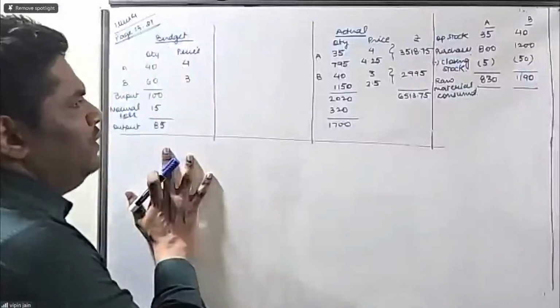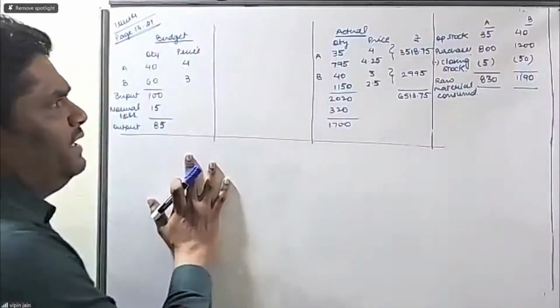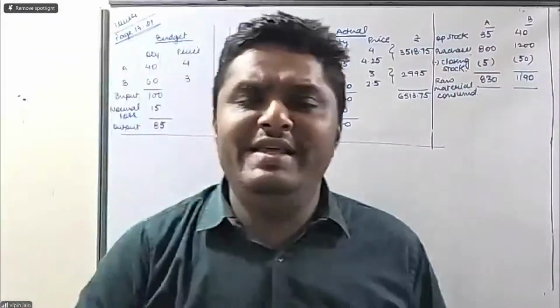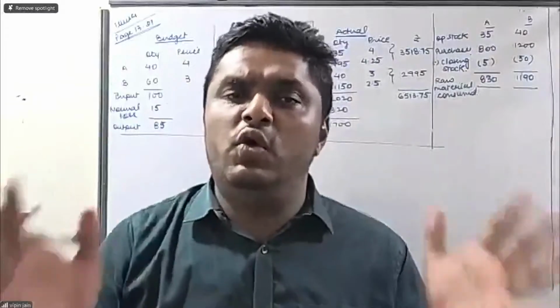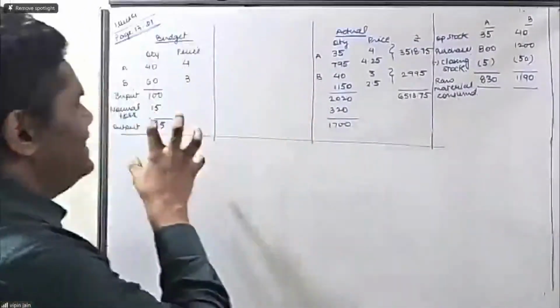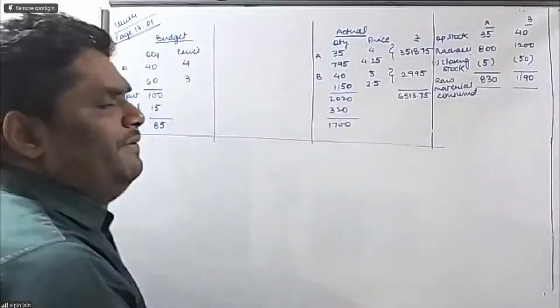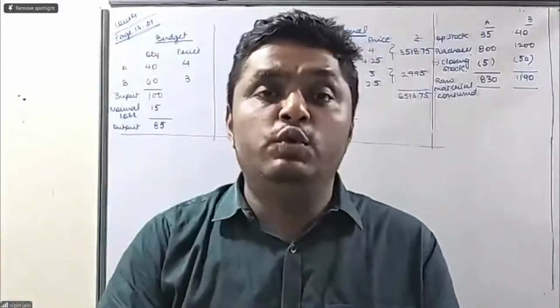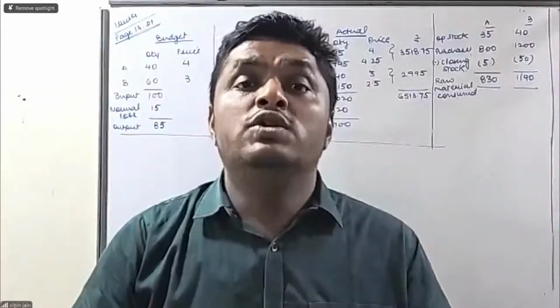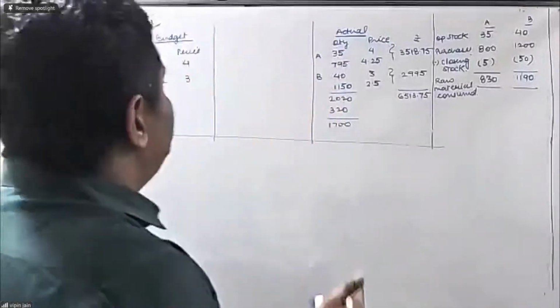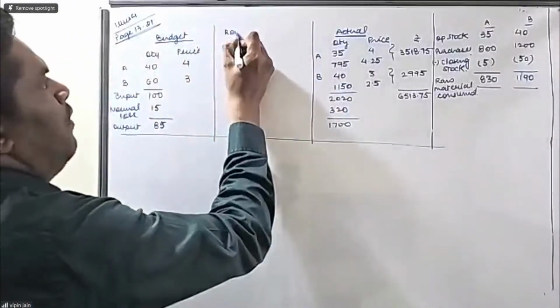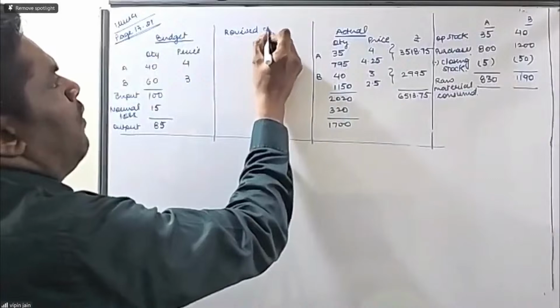Now we have the actual data in hand and the budgeted data. So my first question, are these two figures comparable? Yes or no? No, because this data is given for 85 units of output and this data is given for 1700 units of output. So these two data are not comparable. So we have to prepare revised standard.